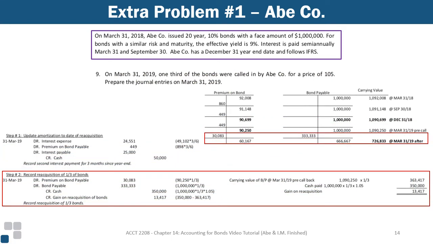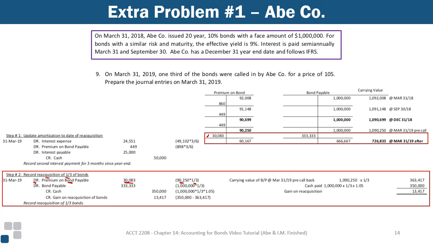The next step is to record the reacquisition. So the company calls the bonds, it means it's going to buy them back. So the company is reacquiring 1/3 of the bonds. So we have a balance in the bond premium payable account right now of $90,250, right? Well, we're going to remove 1/3 of that balance. So we're going to debit the premium on the bond for 1/3 of $90,250, or $30,083. So that's what this debit to the premium on the bond account is, or if you use a single T account for the bond payable, it'll still be the same amount. It'll just be in one T account.